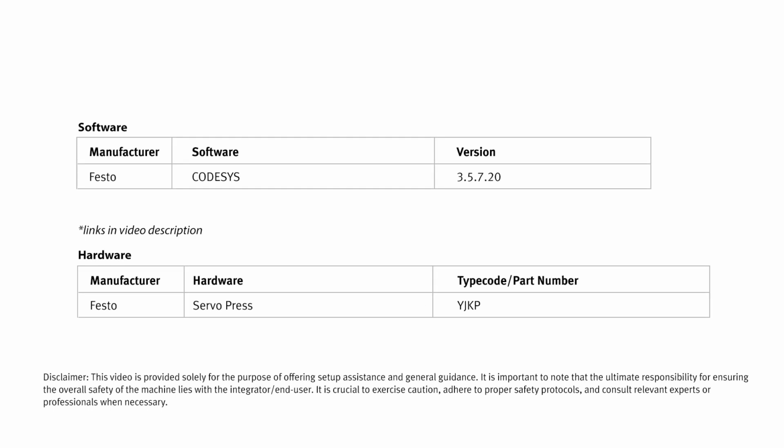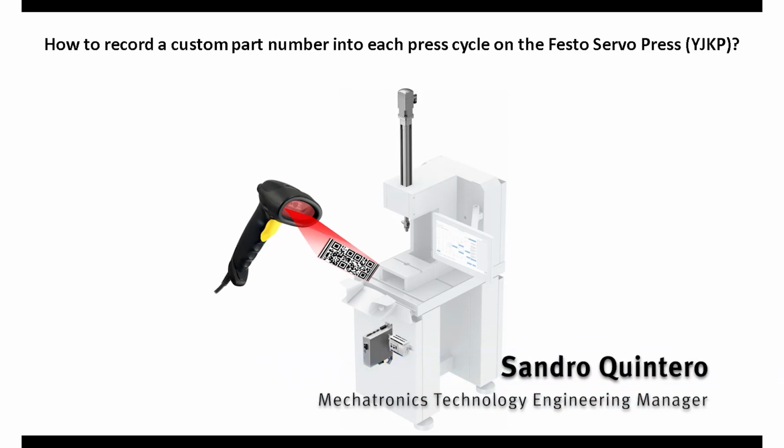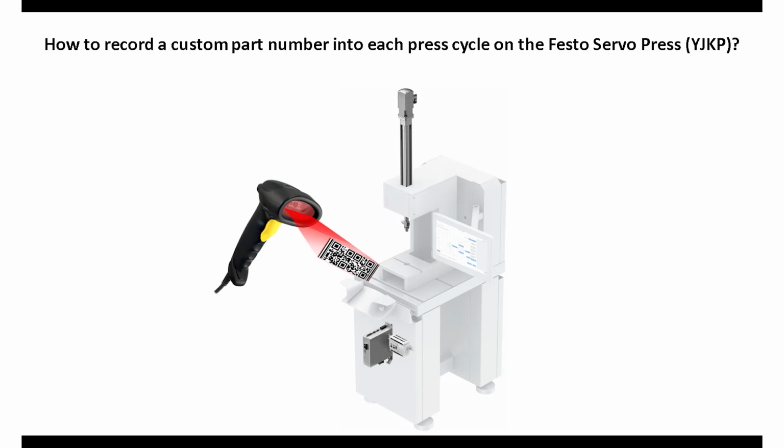So recently, I had a question from a customer asking how they could record a custom part number into each press cycle on the Festo Servo press. Let's say they have different part numbers flowing through a conveyor, and they scan each part number. They acquire a string of characters from that part, and then they want to store that string along with that press cycle, right? There's a logging functionality on the servo press, so they wanted to store that as well.